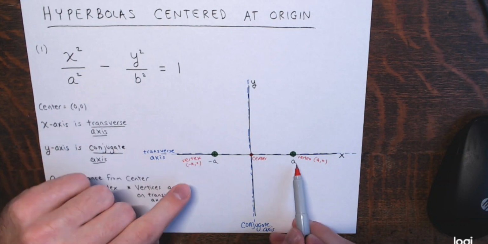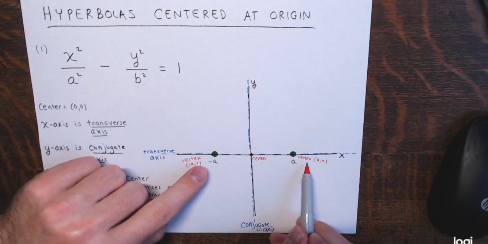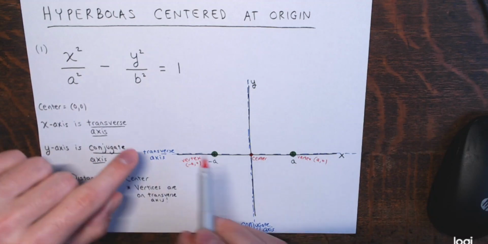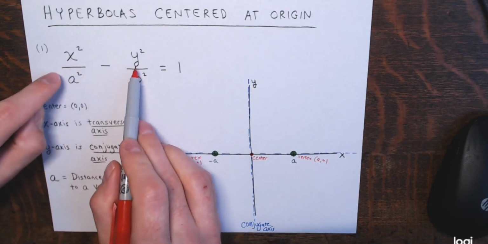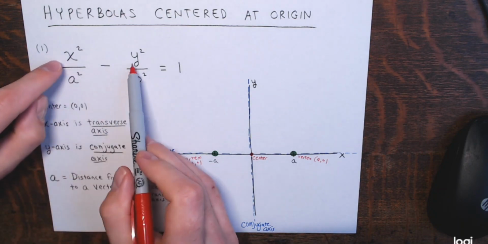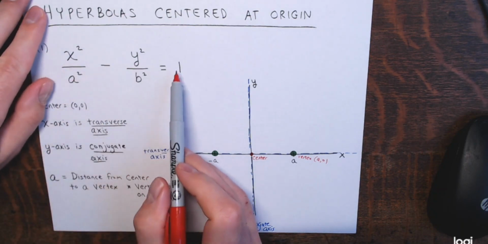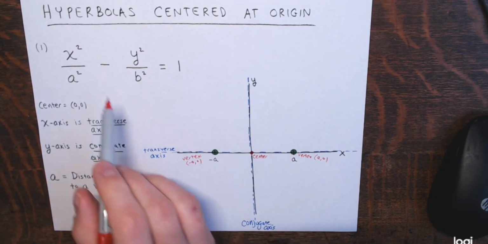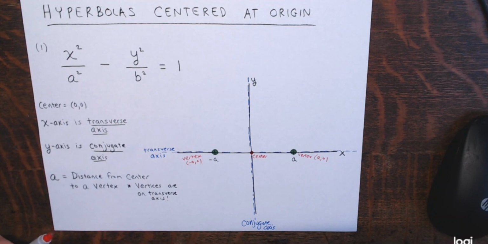And these vertices are going to be solutions of the equation. Right, if you plugged in a for x and 0 for y, or negative a for x and 0 for y, you'd have 1 minus 0 equals 1 in both cases, right, which is true. These are actually solutions of the equation. They belong to what's called a hyperbola.